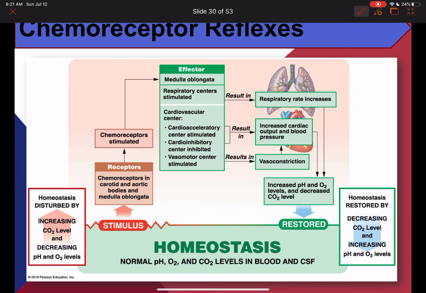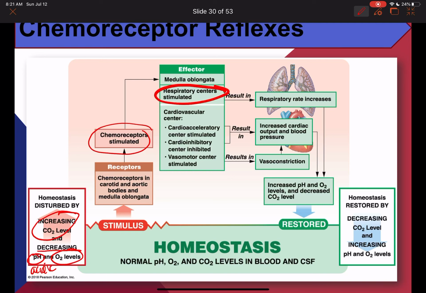Now for chemoreceptors, here's a homeostasis chart that detects an increase in carbon dioxide level or decreasing pH, more acidic levels, or decreasing amount of oxygen level. All three of these criteria will lead to the same effect. They will cause your chemoreceptors to be stimulated, which will then cause your respiratory center within the medulla oblongata to be stimulated to tell you to breathe faster. Your breathing rate will increase to try to get rid of that extra CO2, and try to take in more oxygen.